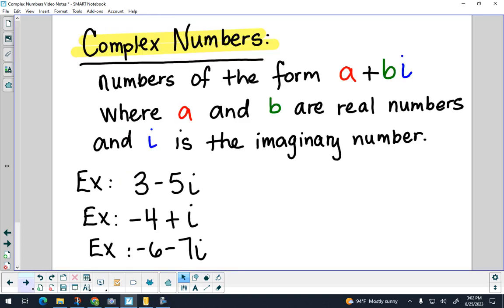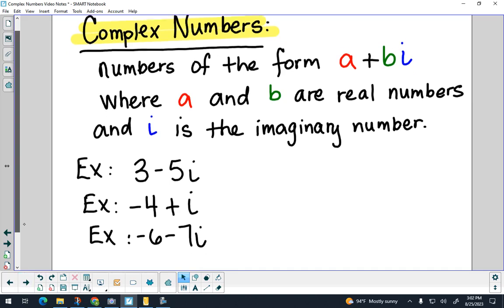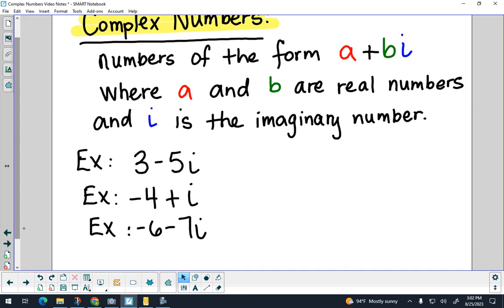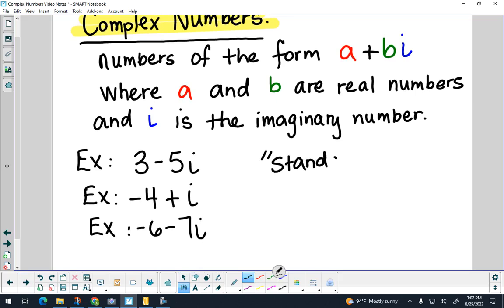We said this was introduction to complex numbers. What does that mean? Well, complex numbers are numbers of the form a plus bi, where a and b are real numbers and i is the imaginary number, okay? So here are some examples of this form. You know how we had standard form for polynomials? Well, this is like a standard form, but it's called complex form, okay? So it's similar to standard form.